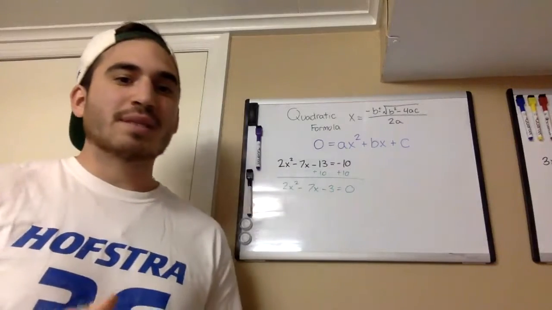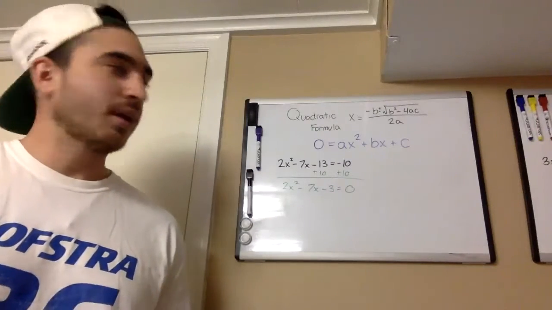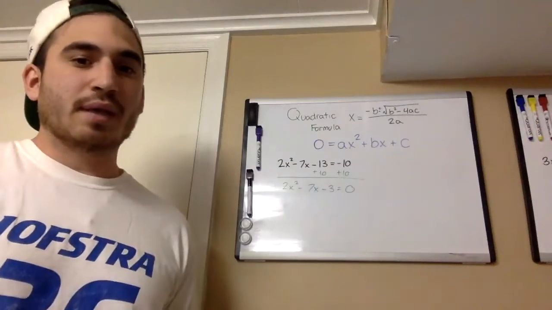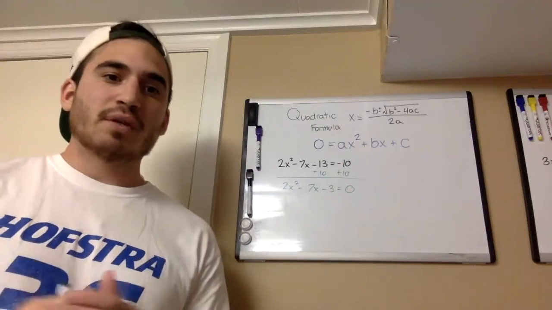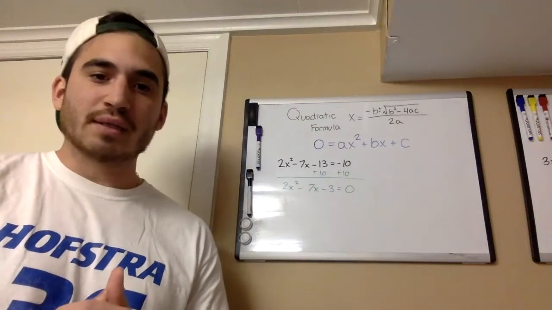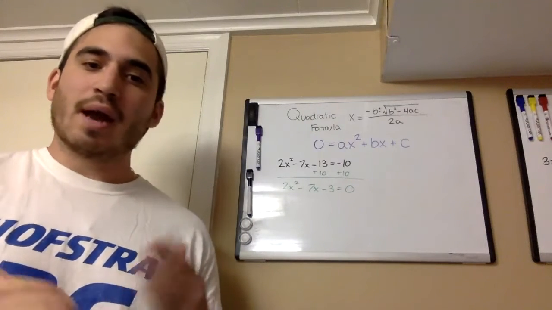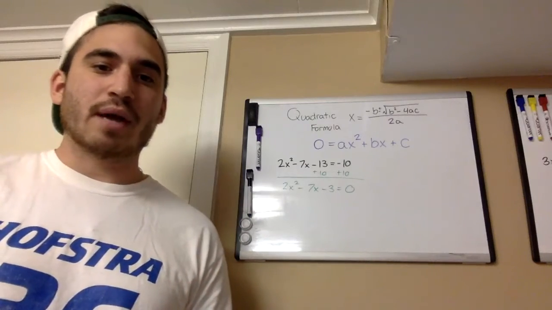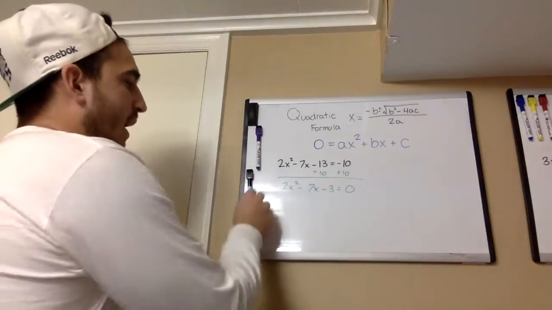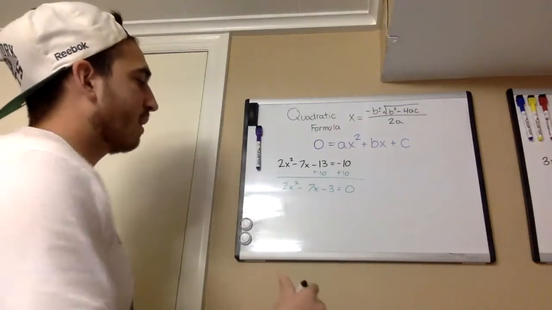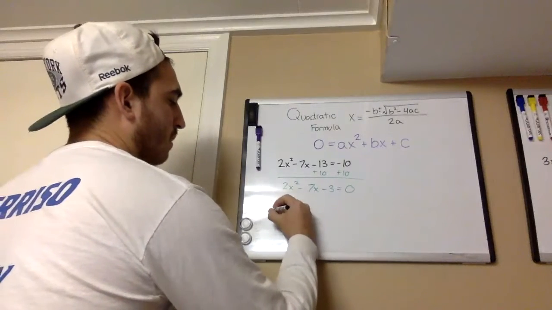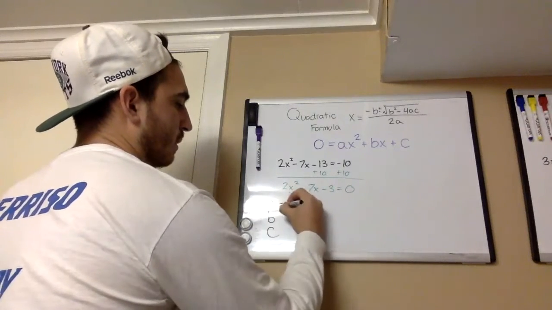So if the problem did not say do it algebraically, you could just put this into the calculator. And in our previous video, we showed you how to find the x-intercepts using the calculator. However, I'm going to show you how to do it algebraically. So once we have this, then we need to figure out our A, our B, and our C.